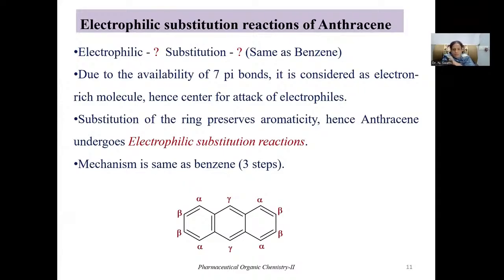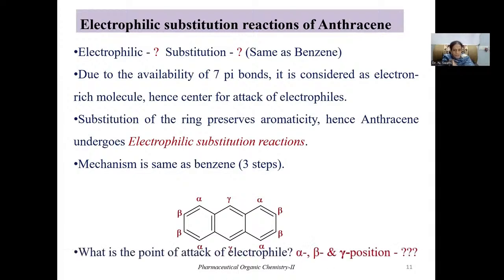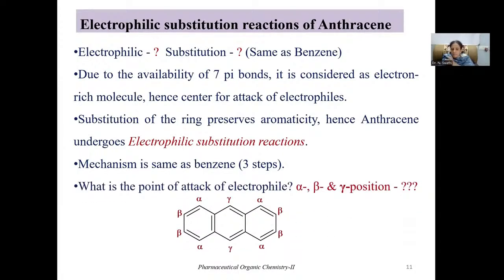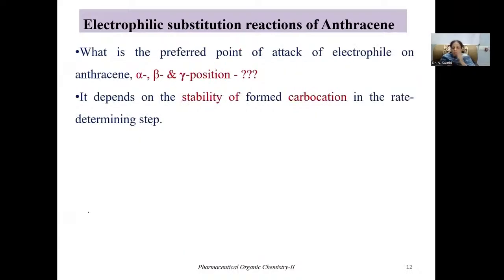But because we know that there are 3 different types of hydrogens present in the structure of anthracene, the incoming electrophile, whether it replaces alpha hydrogen, beta hydrogen or gamma hydrogen, we have to find out. That means, what is the preferred point of attack for the electrophile, whether alpha, beta or gamma position. So the point of attack of electrophile on anthracene depends on the stability of the resulting carbocation in the rate determining step. That means we have to write the carbocation formation step for all the 3 possible attacks. That is alpha attack, which is nothing but 1 attack, beta attack, nothing but 2nd attack, and gamma position is nothing but the 9th position.